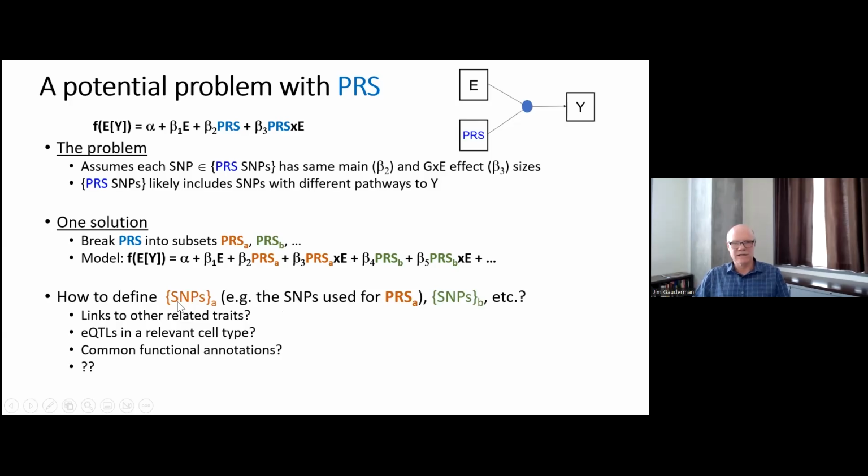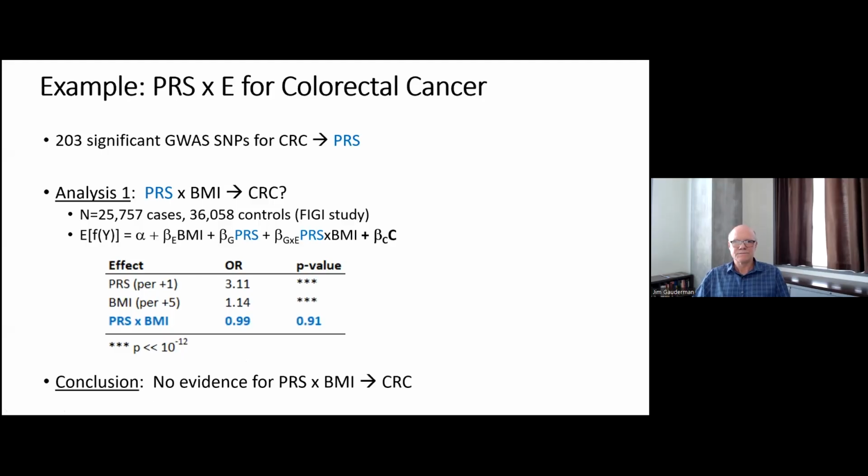And then the challenge becomes, how do you figure out the subsets? So is it SNPs that are also linked to related traits or eQTLs or common functional annotation? So we did this PRS by BMI interaction. It's a first use case example here. In the Fiji study, we saw absolutely no evidence of an interaction between PRS and BMI, p-value 0.91.